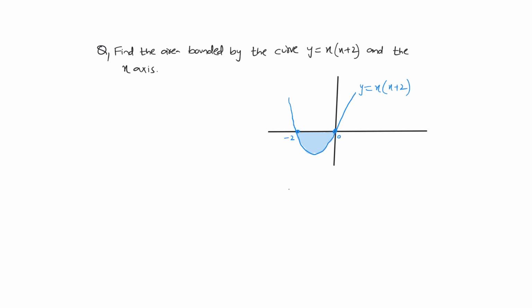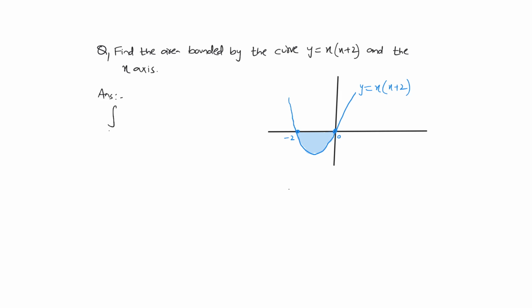Since it's below the x-axis, when you integrate this function and plug in the limits from -2 to 0, you will get a negative value. That negative value implies that you have a region below the x-axis. So let's begin with the working.